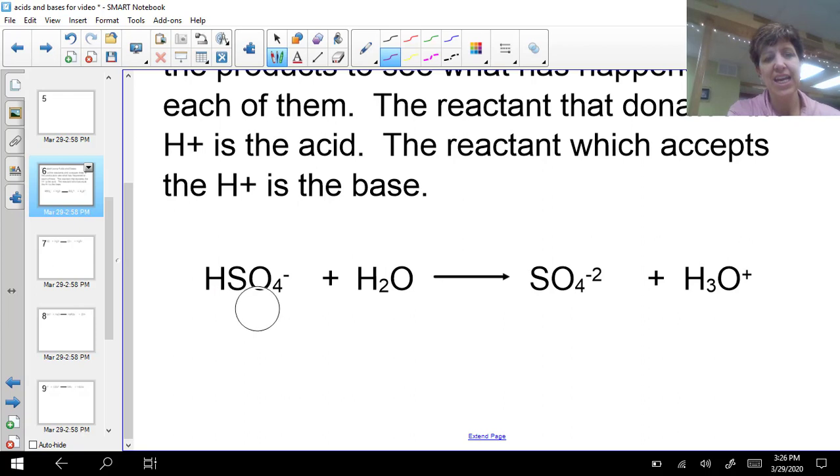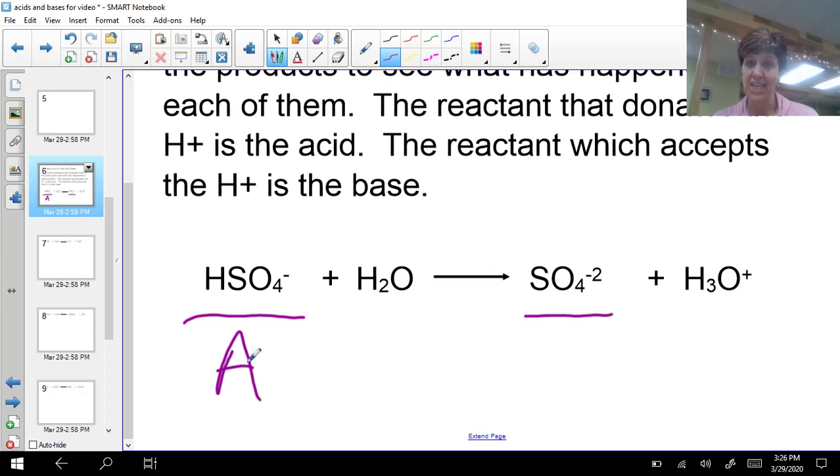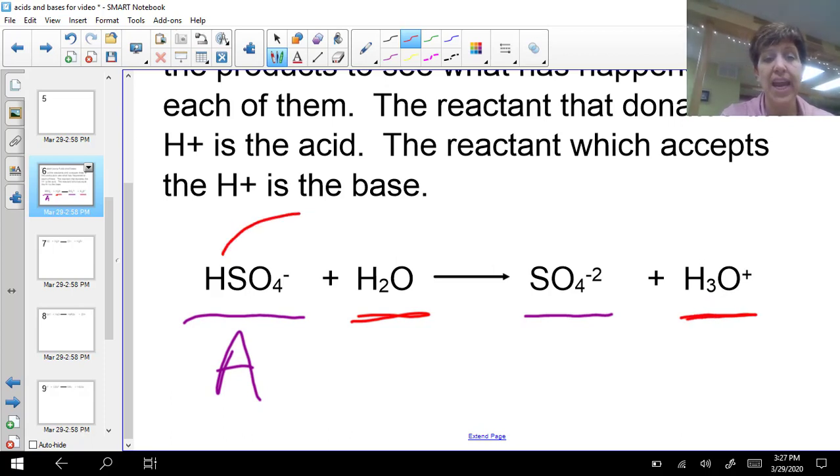So I'm going to look at HSO4 minus, and over here on this side of the arrow, it becomes SO4 minus 2. So it has lost an H plus. The one that loses or donates the H plus is my acid. And then I'm going to look at water. Water becomes H3O, so it gains it. So this H is going from here to here.